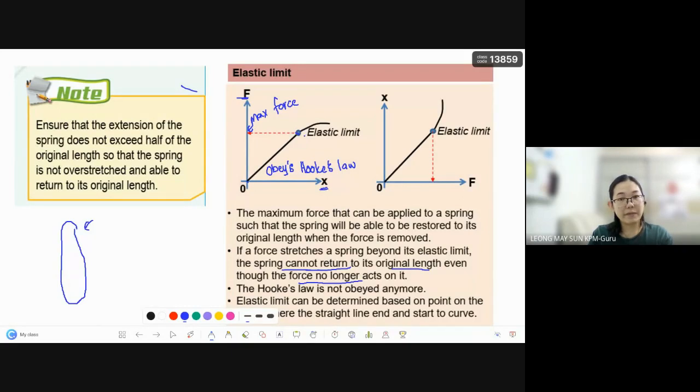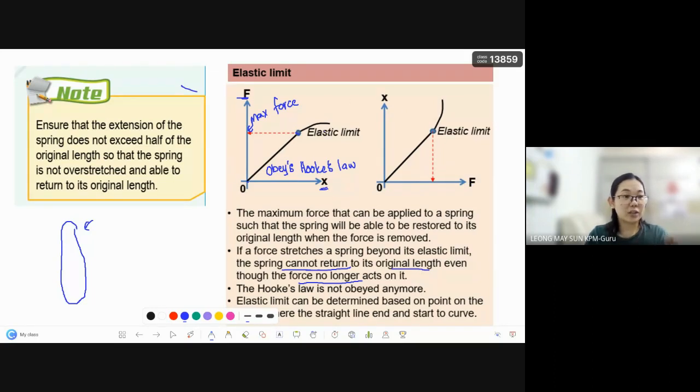Exceeding this maximum force, the spring or the material will not be able to go back to its original length already. It will actually be deformed already. That's what we usually say. All right. So, and then here is the graph of extension against force.